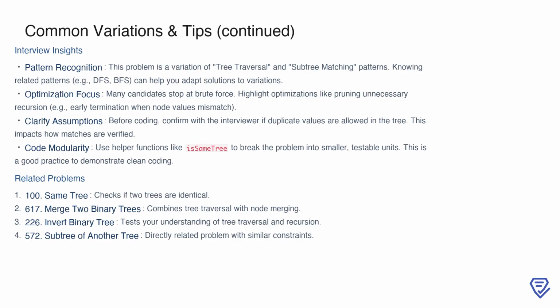Additionally, similar problems can help deepen your understanding. Examples include Problem 100, which asks you to check if two trees are identical, and Problem 617, which involves merging two binary trees. Both build on similar concepts of tree traversal and manipulation, making them excellent practice.